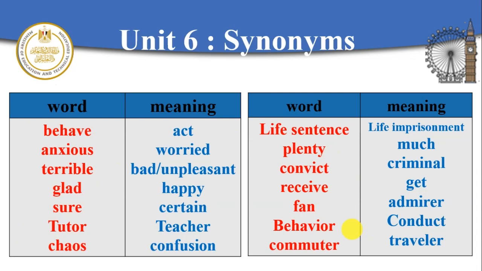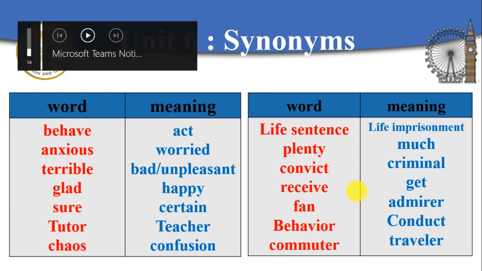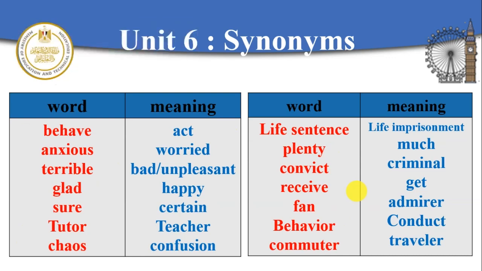Ms. Amani, raise your voice, please. Okay. We have here, from receive, we have get, to get something. We have fan, we have admire. Admire someone, if he's a fan of him, that's admire him, admirer. We have behavior here. Behavior is the way you deal, the way you act, that means the conduct, your style, or the way you do it. We have the commuter. Commuter is the traveler, someone who traveled a lot from one place to the other. So it's a commuter or traveler.